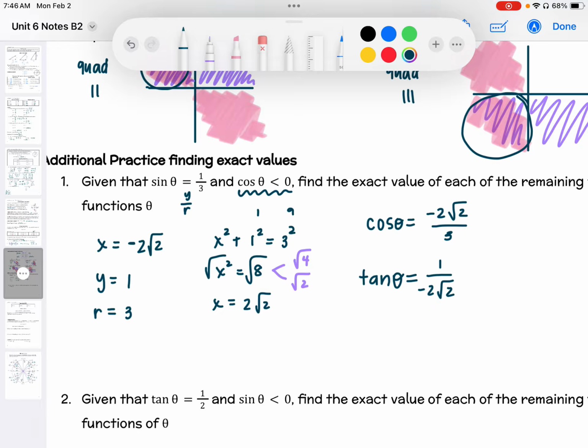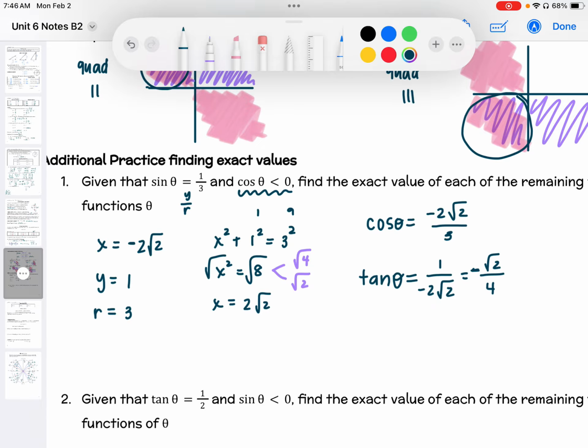And then we're going to have to rationalize that. So we're going to multiply the top and bottom by square root 2, which would give me square root 2 on the top. It's a negative. And we're going to have 4 on the bottom.